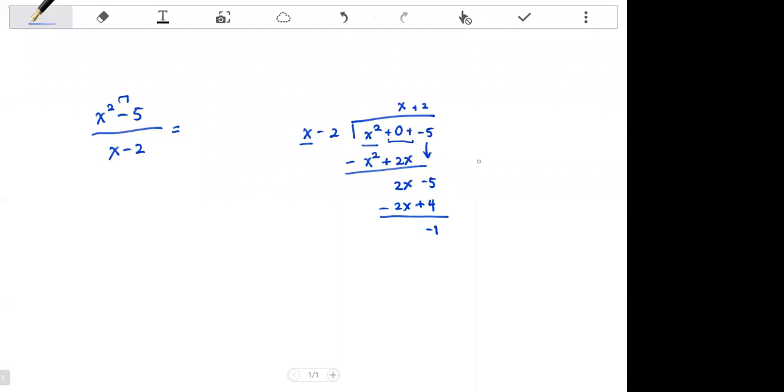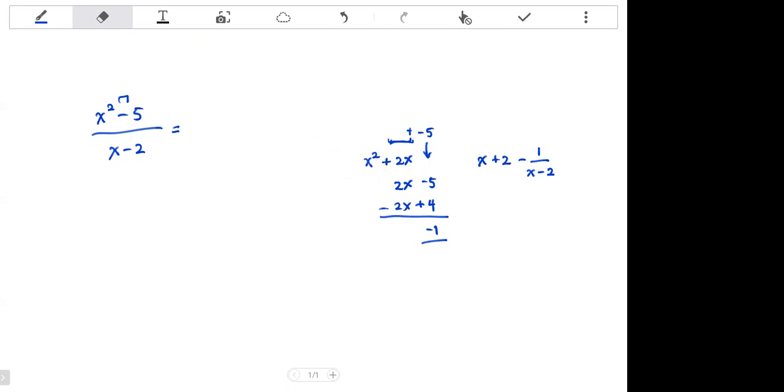And how do we write our answer? We write our answer, and it's remainder over divisor. So negative 1 is our remainder over our divisor. Does that make sense to everyone? If we have a missing term in the middle, we leave a space for it. Okay, let's move on to the next question.